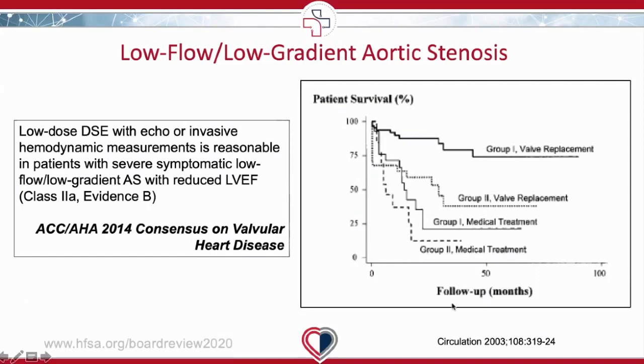And this is sort of a landmark paper from Circulation in 2003 that looked at survival of patients with low EF who had low gradient aortic stenosis according to the presence of low flow reserve and the type of treatments. And you'll see that patients with no LV flow reserve, or contractile reserve, as we all call it, are those in group 2, defined as a less than 20% increase in stroke volume during DSE. They have really markedly reduced survival compared with those who did have LV flow reserve in group 1, regardless of the type of treatment.